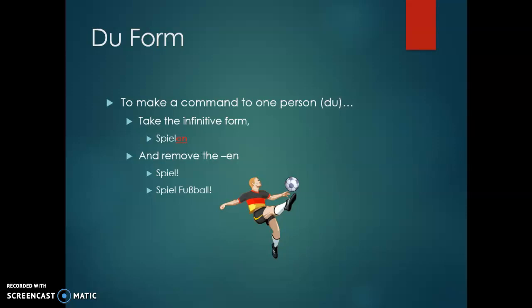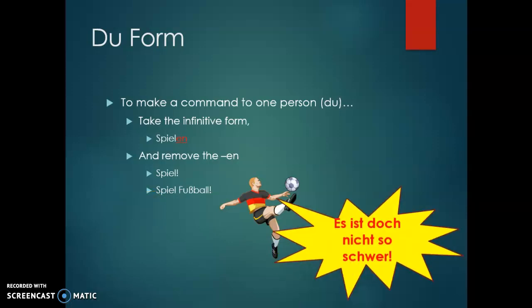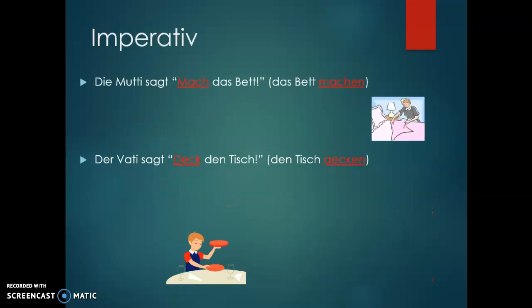So, to recap, you put your verb at the beginning of your command, just like you would in English. You take off the en, and then everything else in your command, no matter how long it is, goes after that verb. Es ist nicht so schwer. So, for other examples, if we wanted to tell somebody to make the bed, das Bett machen, we would say, mach das Bett. So the verb goes first, and we took off the en. If we wanted to tell somebody to set the table, deck den Tisch. So the verb is first again, and we took off the en.